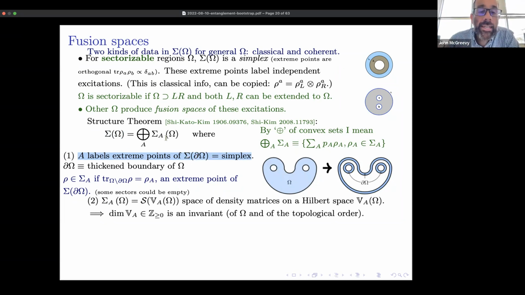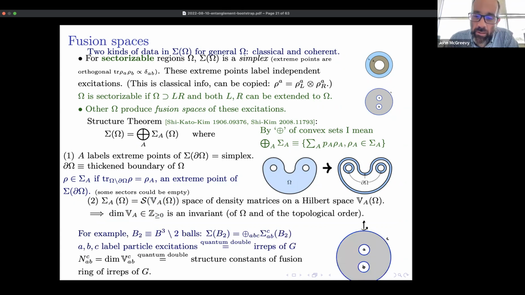And in each of these sectors where I fix the data on the boundary, the information convex set is isomorphic to the state space. That's what I mean by S, the space of density matrices on some Hilbert space V sub A, labeled by the extreme point of the boundary, and that has some dimension, which is a non-negative integer, which is some invariant. So the state inside that vector space is some quantum information encoded in this information convex set. For example, the ball minus two balls is not sectorizable, and it contains this fusion data that I was just describing.